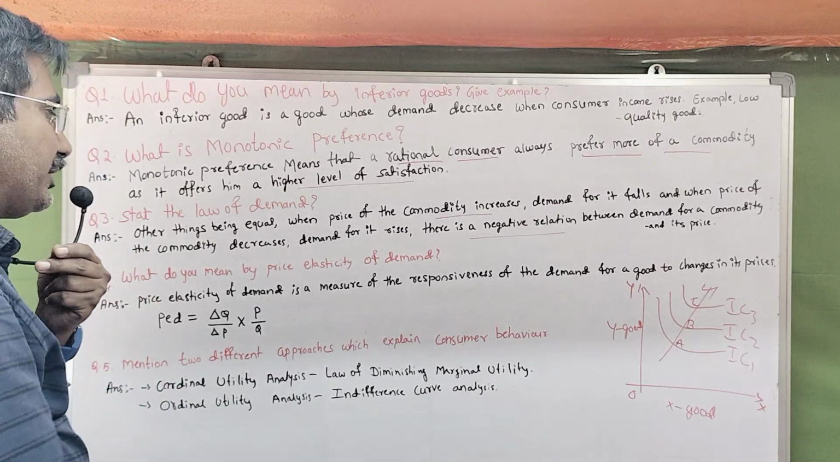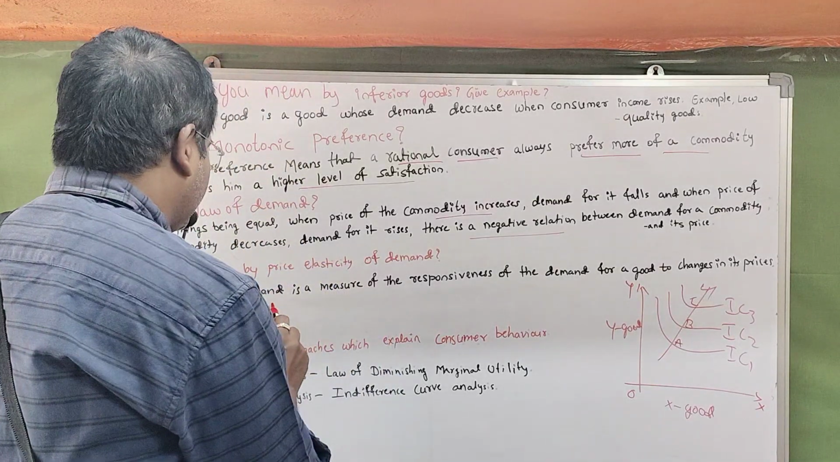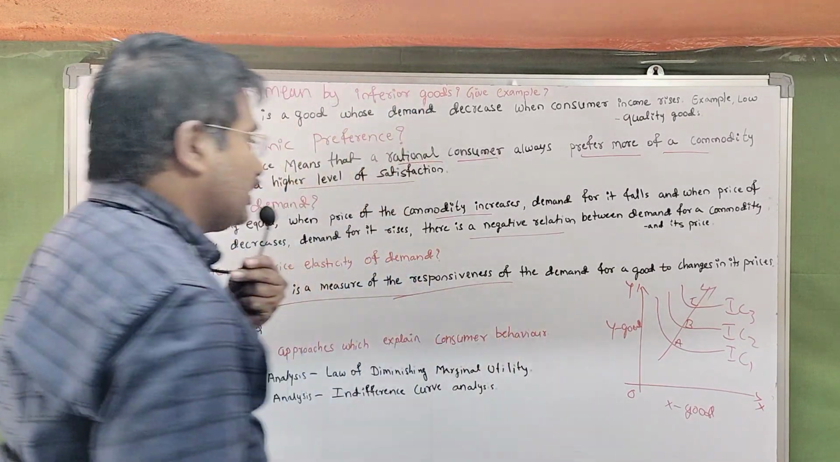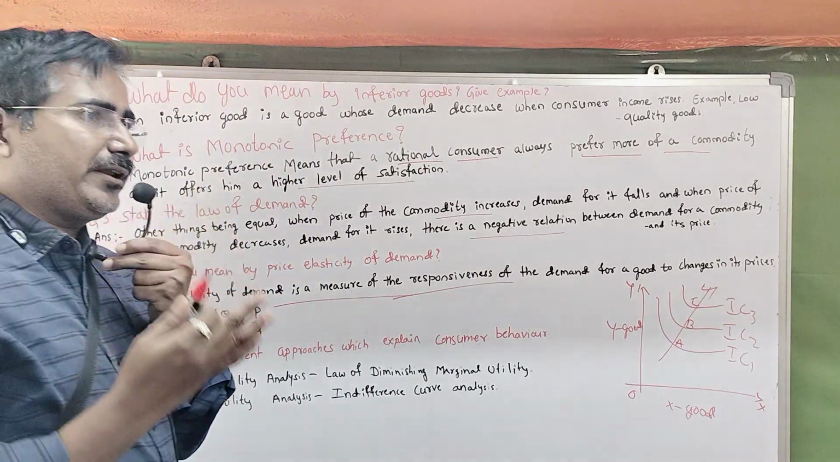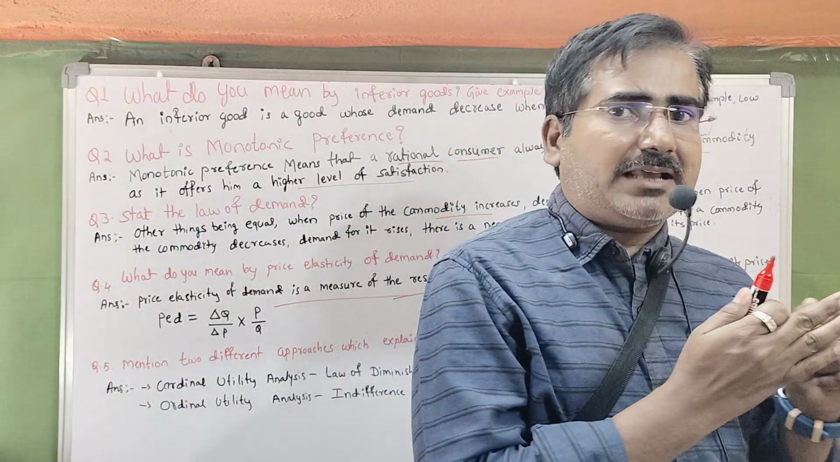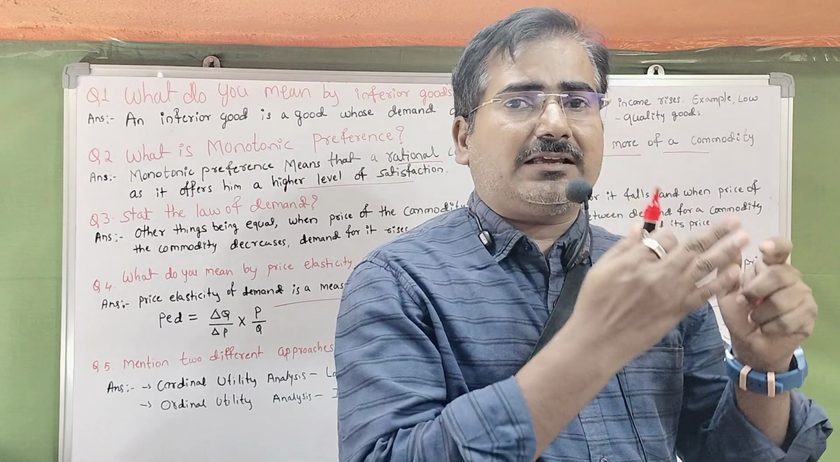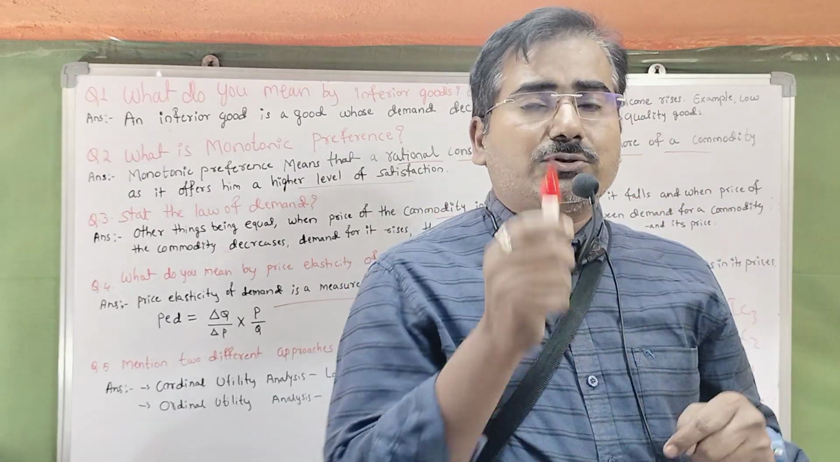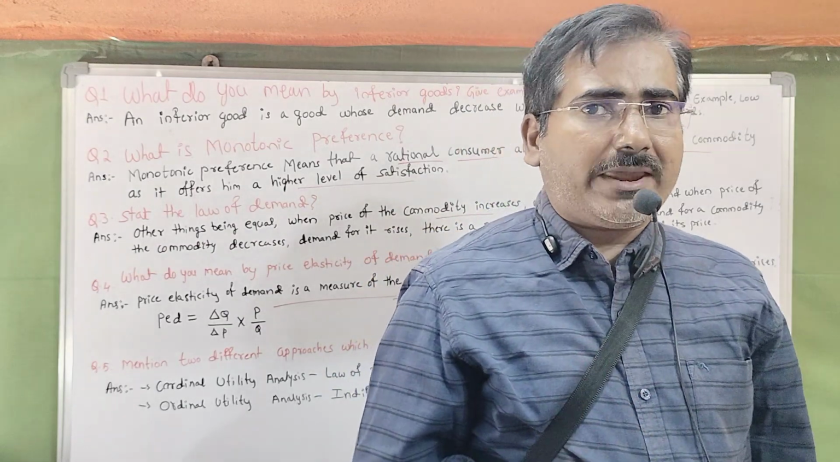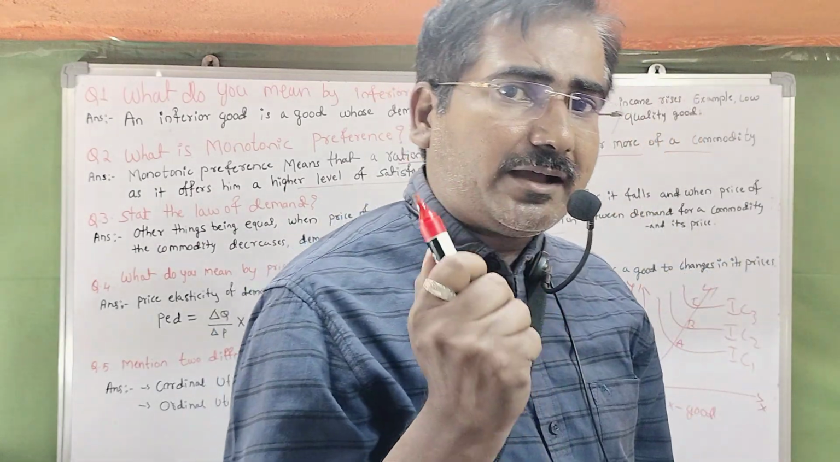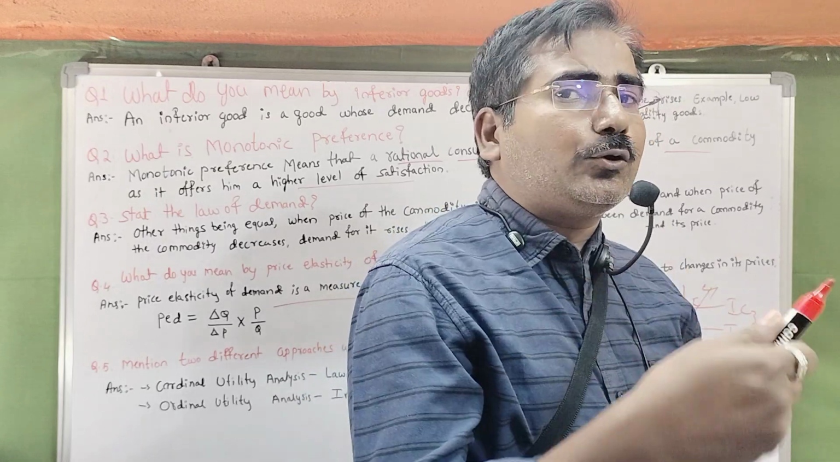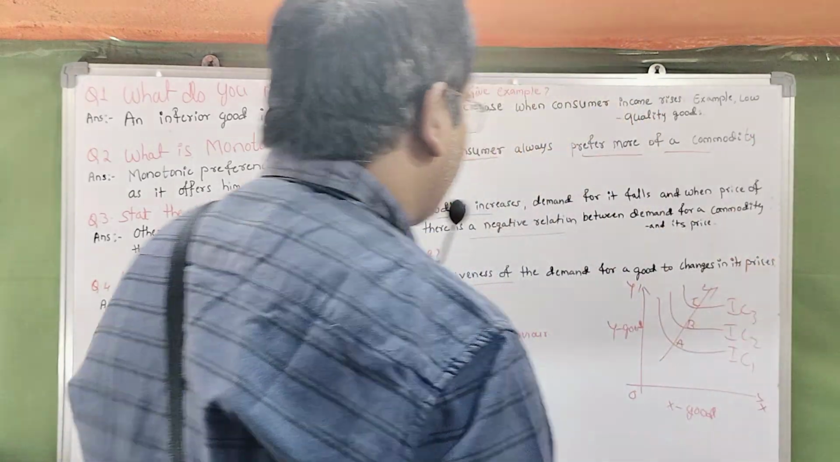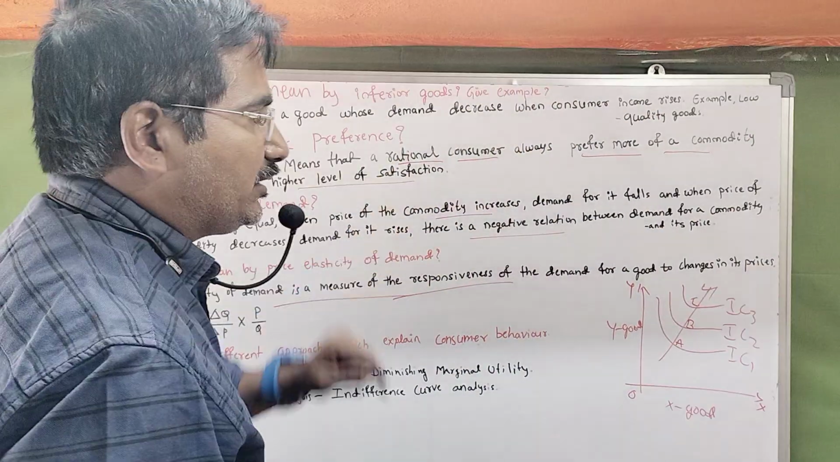What is responsiveness? It is the measure of the change in quantity relative to the change in price. So the formula is: PED is equal to delta Q divided by delta P, into P divided by Q. This is the formula for price elasticity of demand.